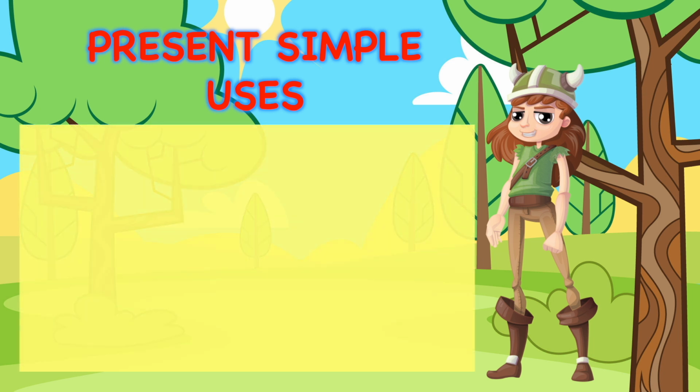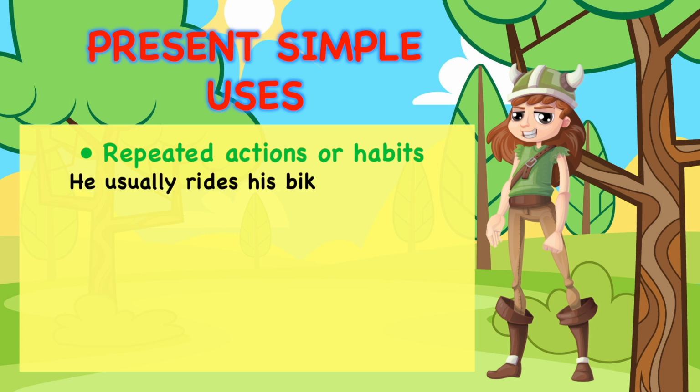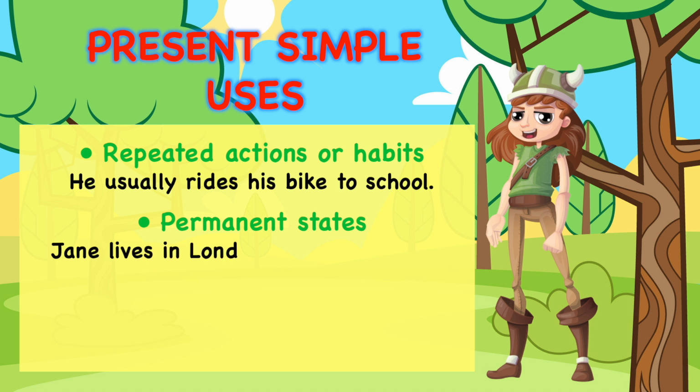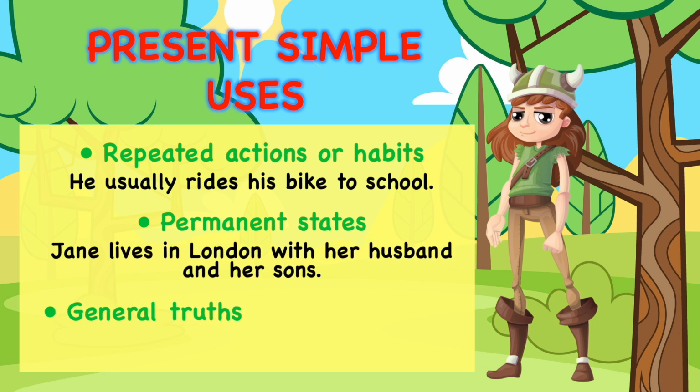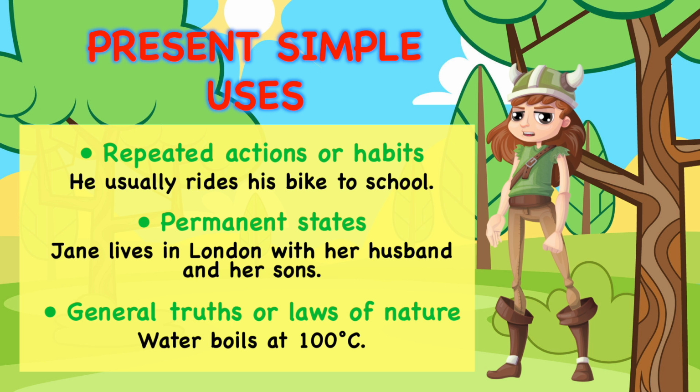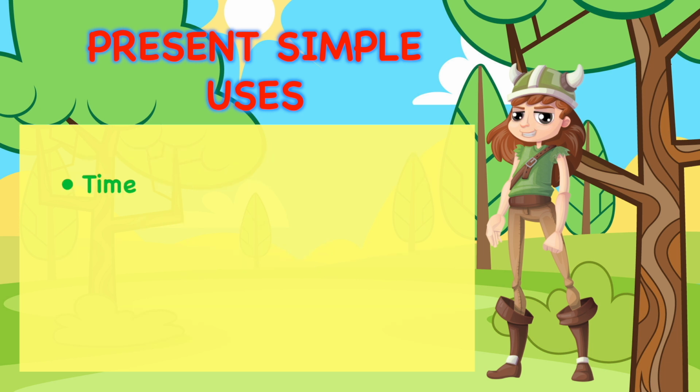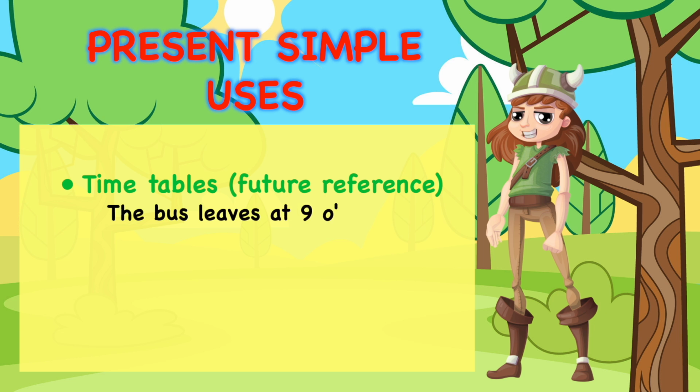We use present simple for repeated actions or habits. He usually rides his bike to school. Permanent states. Jane lives in London with her husband and her sons. General truths or laws of nature. Water boils at 100 degrees Celsius. Timetables, future reference. The bus leaves at 9 o'clock.